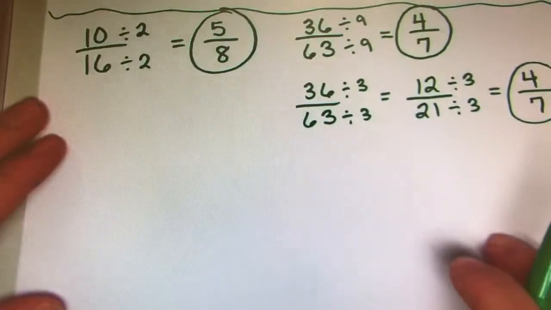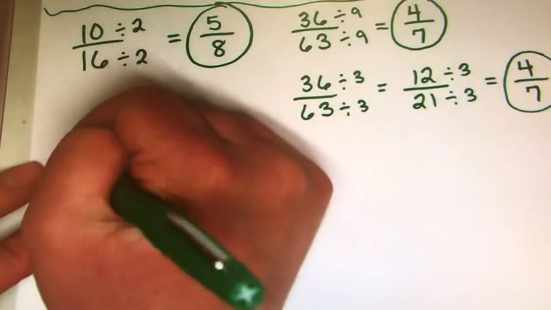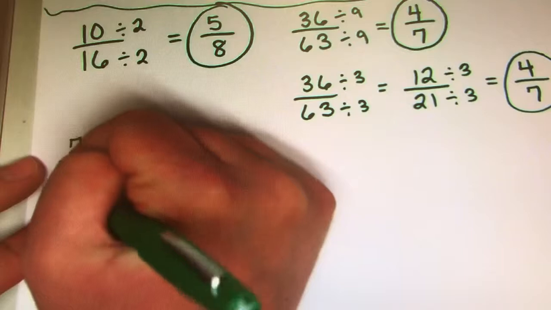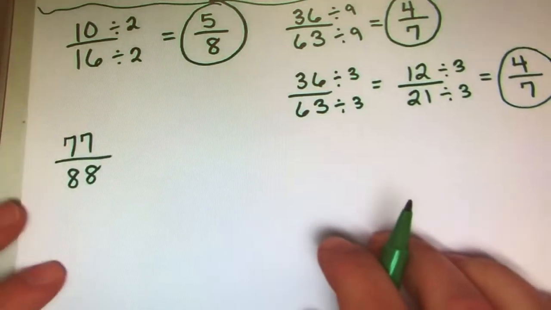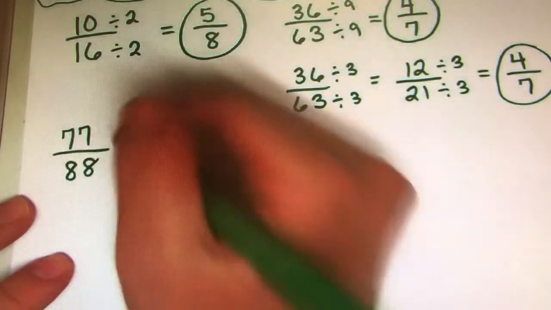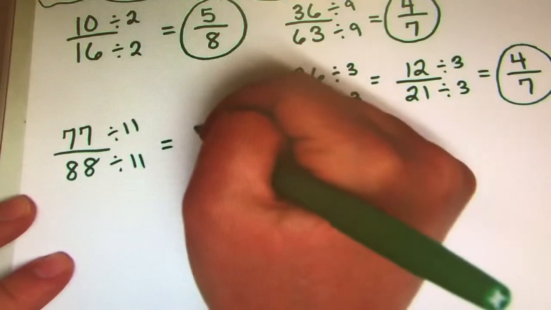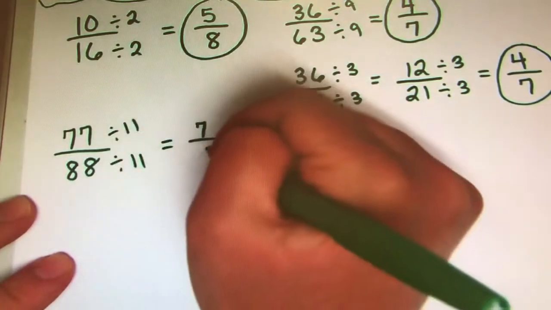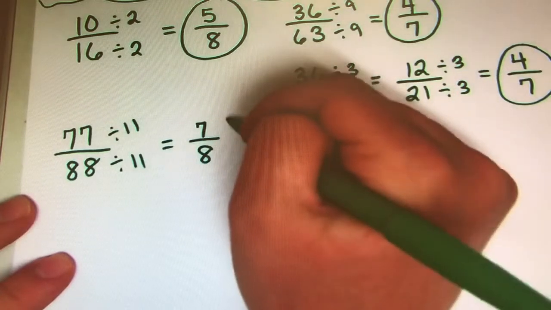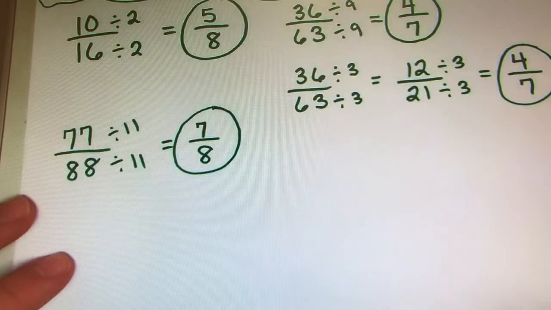Let's do one more. Let's do 77/88. You may already know right away what those both can be divided by. They can't be divided by 2. This one's not even. Anytime you have double numbers, they both can be divided by 11. 77 divided by 11 is 7. 88 divided by 11 is 8. 7/8 is in simplest form because they have no common factor to be divided by except the number 1. Okay, so that is simplest form.